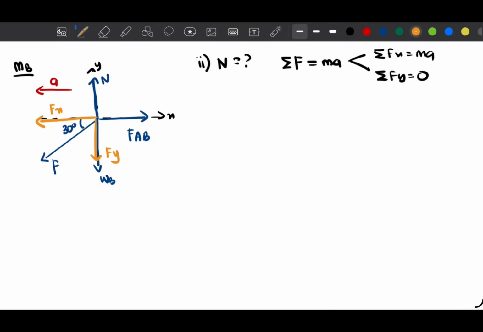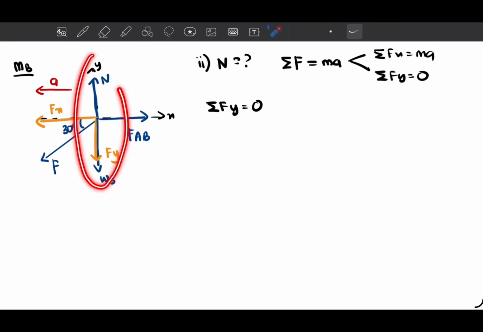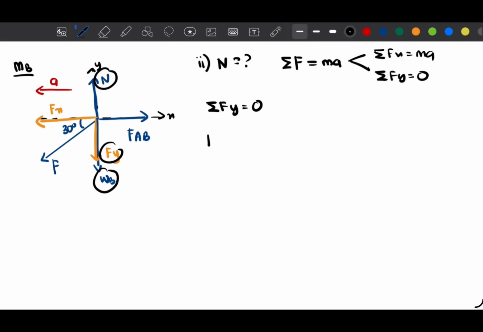I can do my summation Fy. So my summation Fy should equal 0. I'm going to sum the forces in the y component. So in the y component here, I have normal, Fy, and also WB. I'm going to simply sum them. I have my normal pointing up, positive N. My Fy and WB pointing downward, negative Fy and negative WB. So to sum them, I have to add N with Fy and WB. So N plus the negative of Fy becomes minus Fy, plus negative of WB becomes minus WB, equals 0.